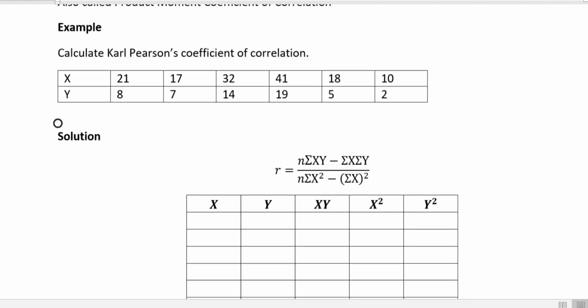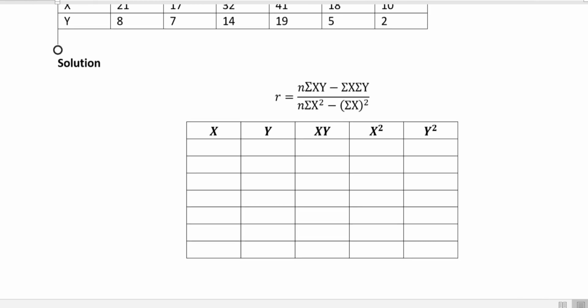The formula for calculating Karl Pearson's coefficient of correlation is given as n summation xy minus summation x summation y over the square root of n summation x squared minus summation x squared. So it's important we write the formula first because it will give us a guideline as to which columns we shall need to make our calculation successful.